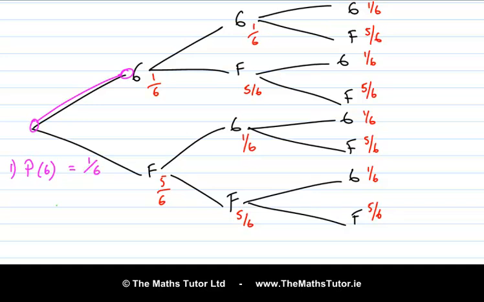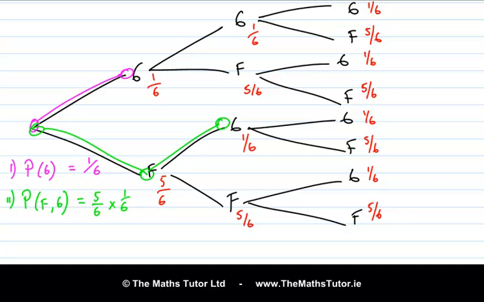Second part is, what's the probability of success on the second roll? Well, for that to happen, we must fail on the first roll. So it's like saying, what's the probability of failure followed by a 6? That means we must go down this branch of the tree and then along this branch. So that's 5 over 6 and 1 over 6.